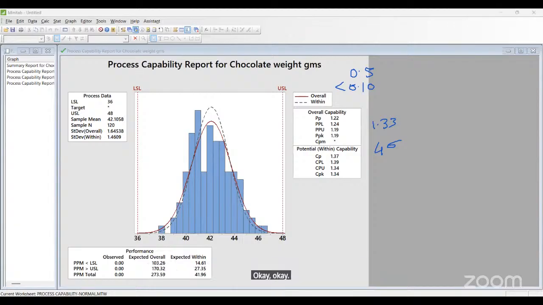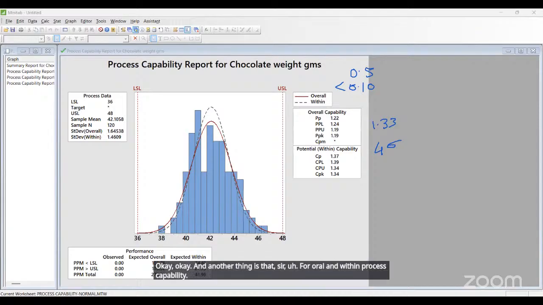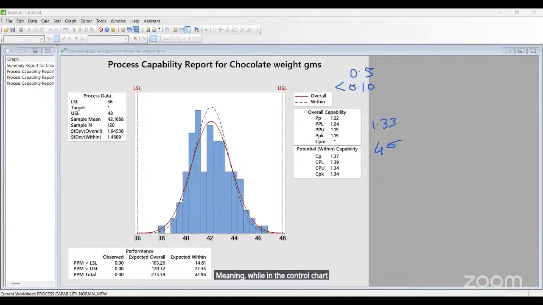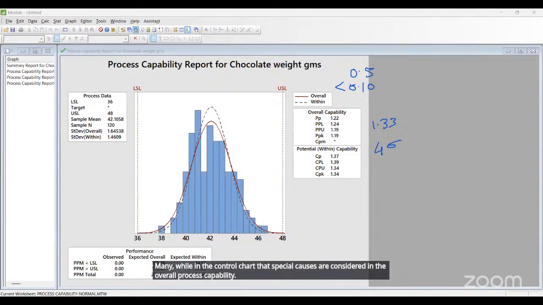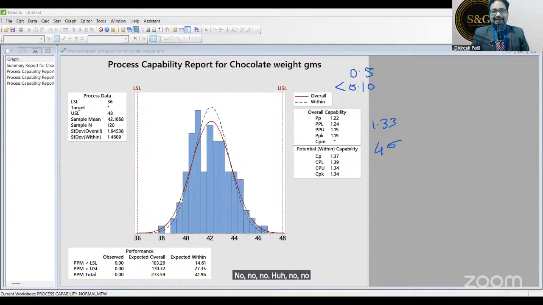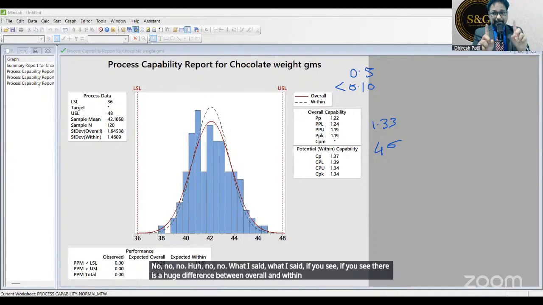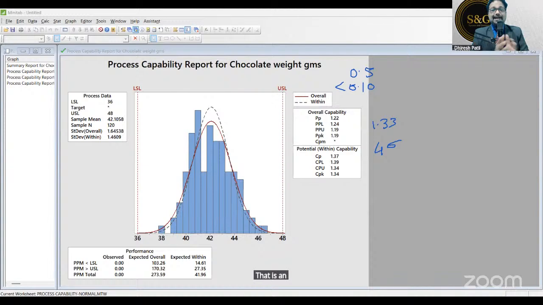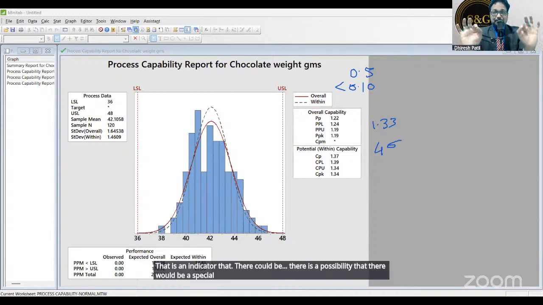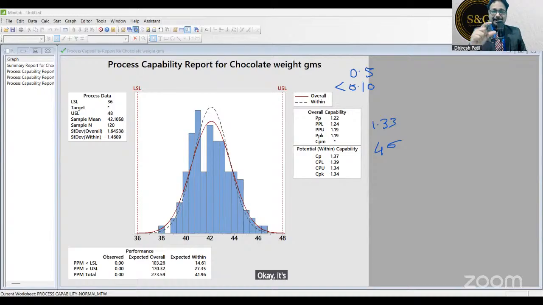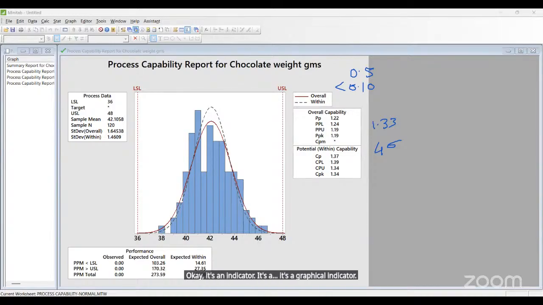And another thing is that, sir, for overall and within process capability, meaning while in the control chart, are special causes considered in the overall process capability? No. What I said, if you see there is a huge difference between overall and within process capability, that is an indicator that there is a possibility that there would be a special cause variation present in the process that needs investigation. It's a graphical indicator.